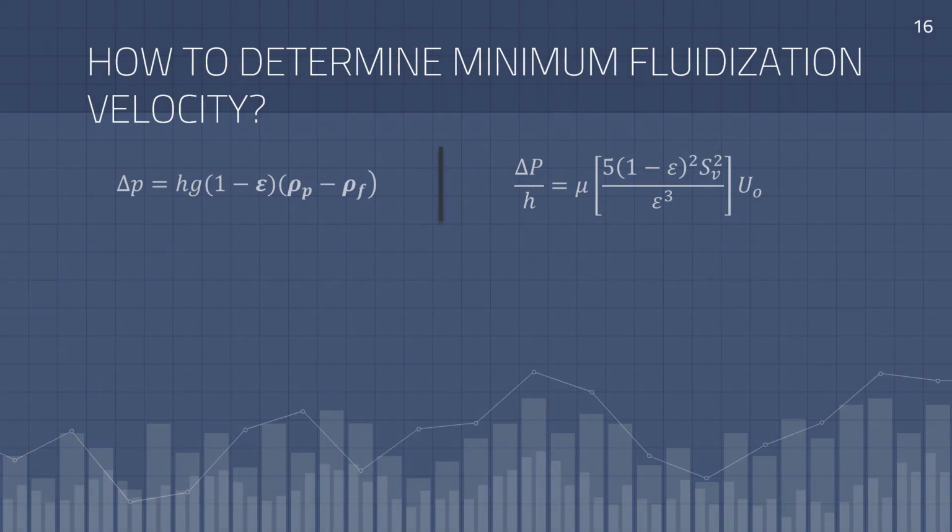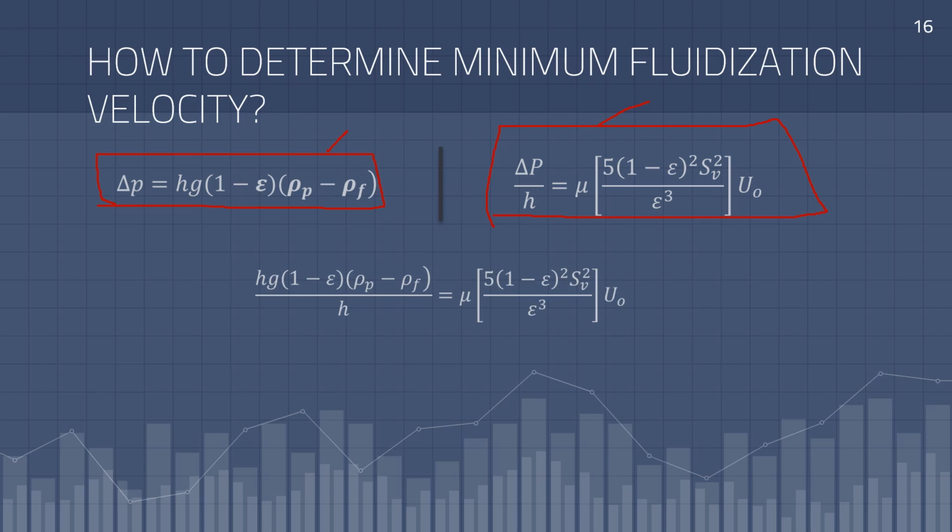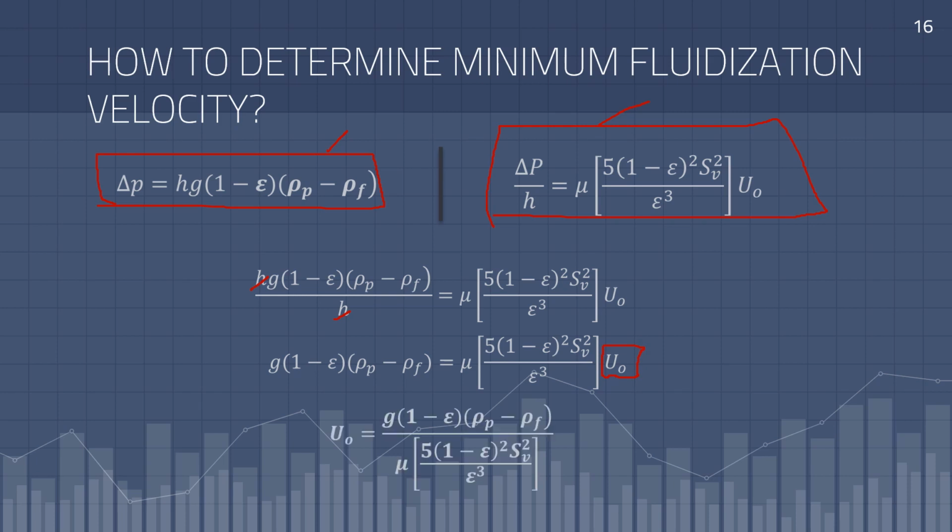So the Kozeny-Carman relation was given by this. However, from the preceding slides, we derive an equation for the pressure drop specifically for this type of fluid, as shown by this equation. So substituting the delta P here into the Kozeny-Carman relation gives us this equation. Canceling the common variable H on the left side would give us this. Isolating the U0, or the minimum fluidizing velocity, on the other side will give us this relation. So the minimum fluidization velocity can be obtained by this equation.